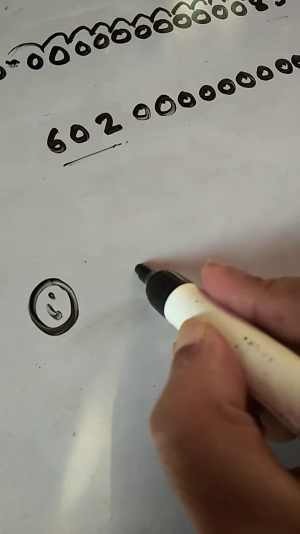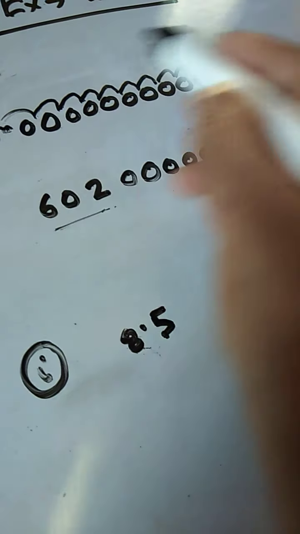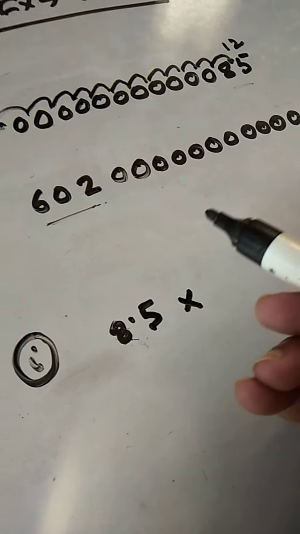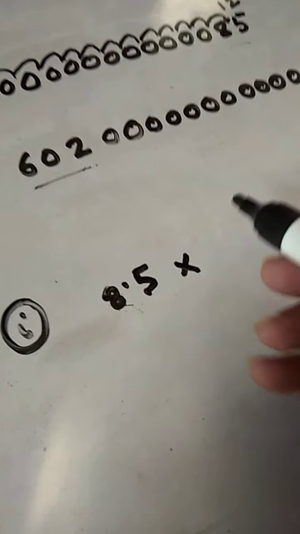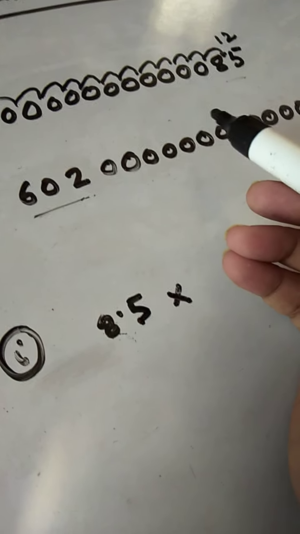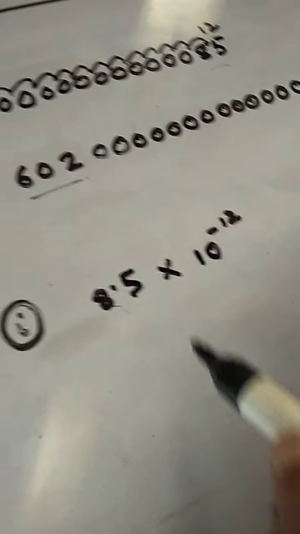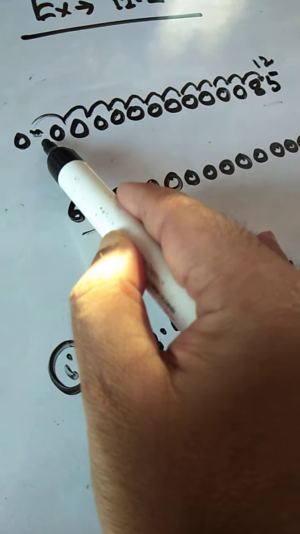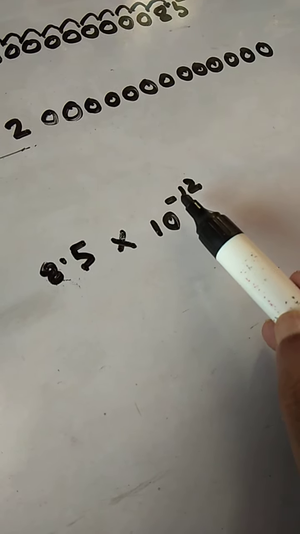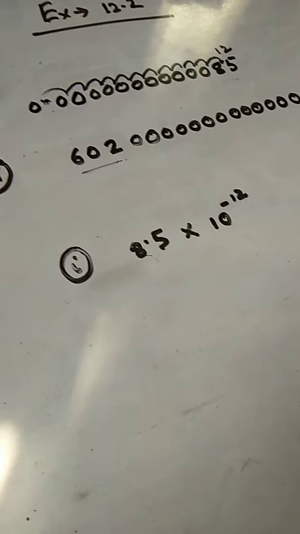Now how to write it down? 8.5. The point has been moved from here to here. Now we write 8.5 times, for the positions we have jumped, that is 12, and we write the zeros in the form of exponential of 10. So 10 to the power minus 12. Remember that when a decimal is given, you have to write the exponential form in minus form. This is how you will write the answer.